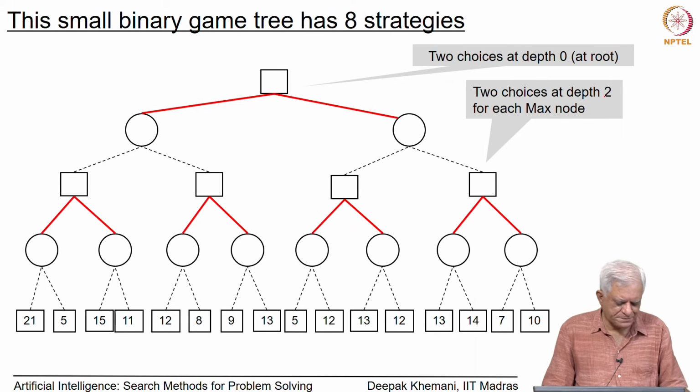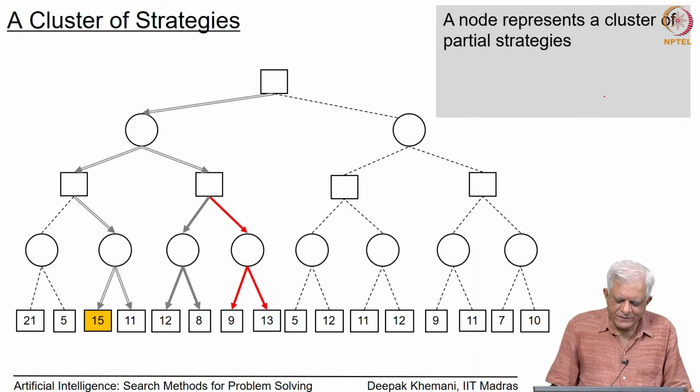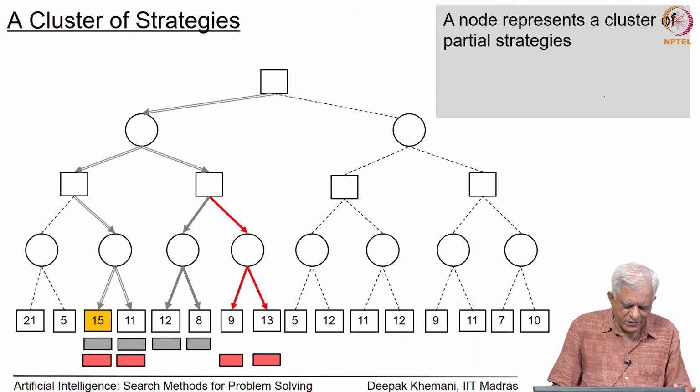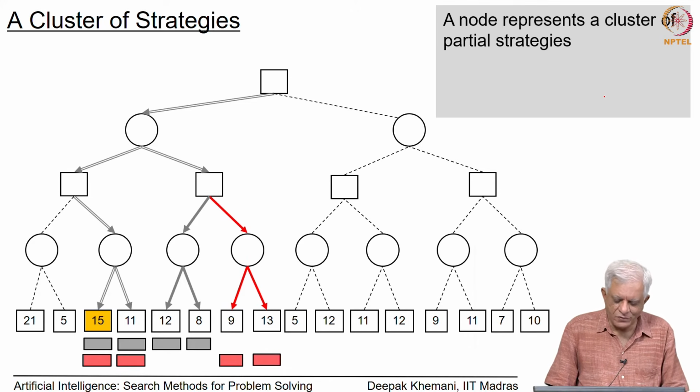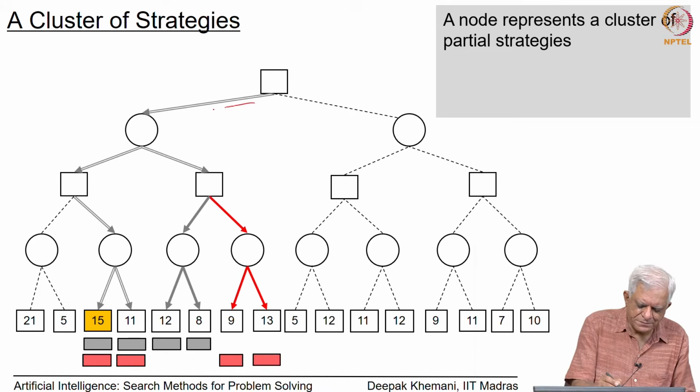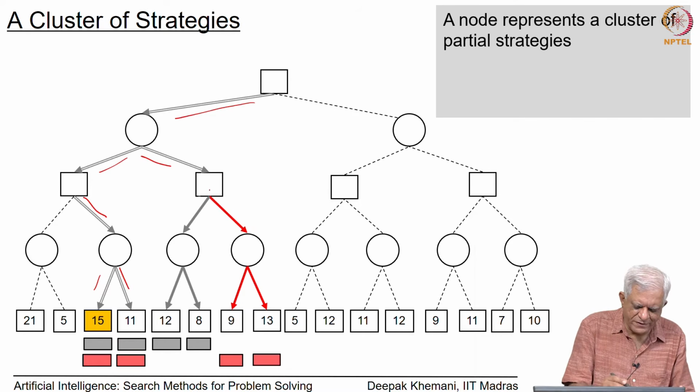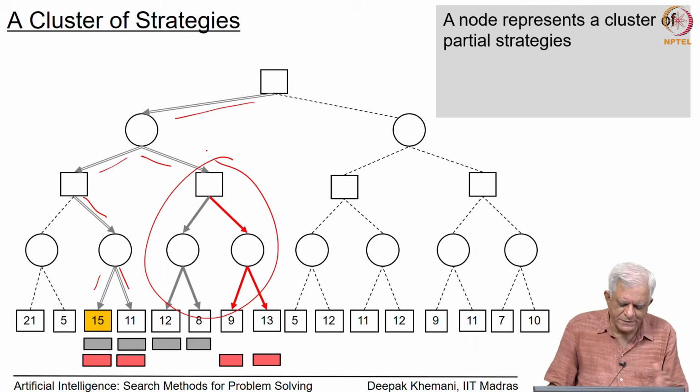So, how do we do that? Let us explore that next. The first thing to observe is that any leaf node that we select represents a cluster of partial strategies. So, this node with a value 15 that we have seen, you can see that it is part of 2 strategies. One we can call a gray strategy, and the other a red strategy. The double arrows that you see here are common to both the red and the gray strategies, and the two strategies differ on this part of the tree essentially.